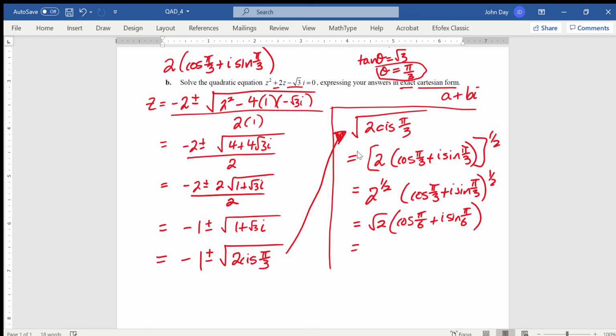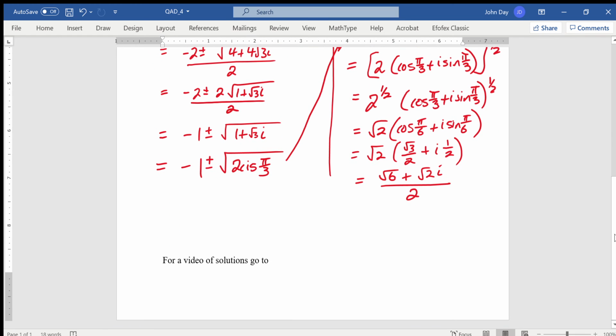So this is root 2 times (cos pi on 6, which is root 3 on 2, and sin pi on 6, which is a half). So that's (root 6 plus root 2i) on 2. All right, so that can get pumped back into here. We've got minus 1 plus or minus (root 6 plus root 2i) on 2. So let's put it all on 2. Minus 2 plus or minus (root 6 plus root 2i) in brackets, all over 2.